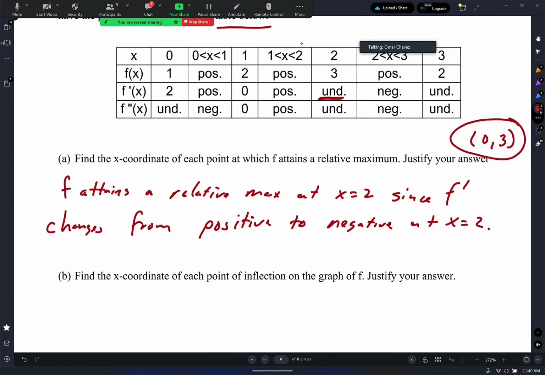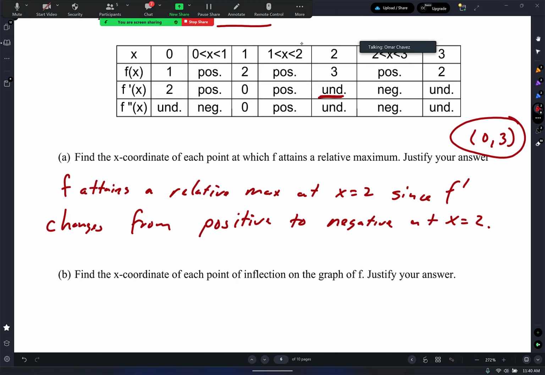And that's all they wanted. It says, find the x-coordinate of each point of inflection on the graph of f, justify your answer. Remember, you're continuous. So I have a point of inflection. When do I have a point of inflection? Whenever what? When the second derivative changes signs.